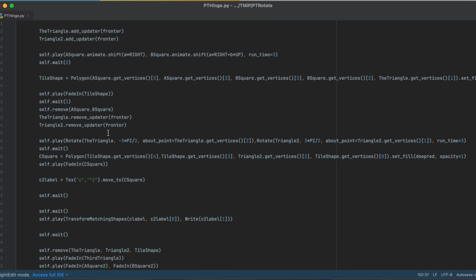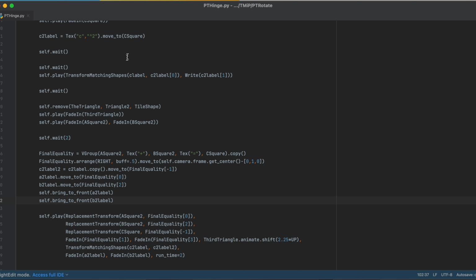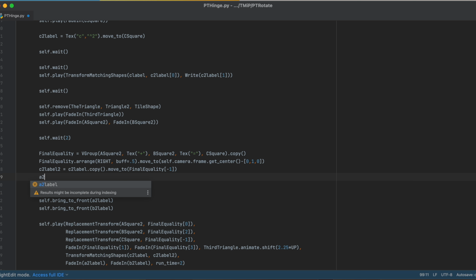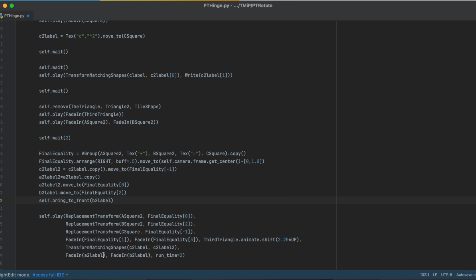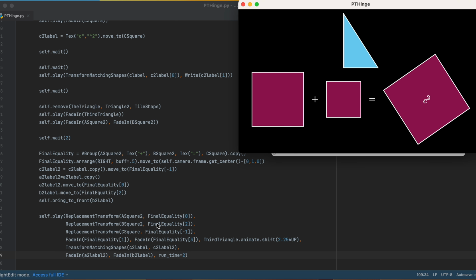So fade them out, and then I'm just trying to move them in. Okay, so what I'll maybe do instead is to try this. A2 label 2 equals A2 label copy. So I'm going to make a copy of that one. And I'll try that. And I'll get rid of that. And I'll try to fade that one in and see if that works. That also didn't work.